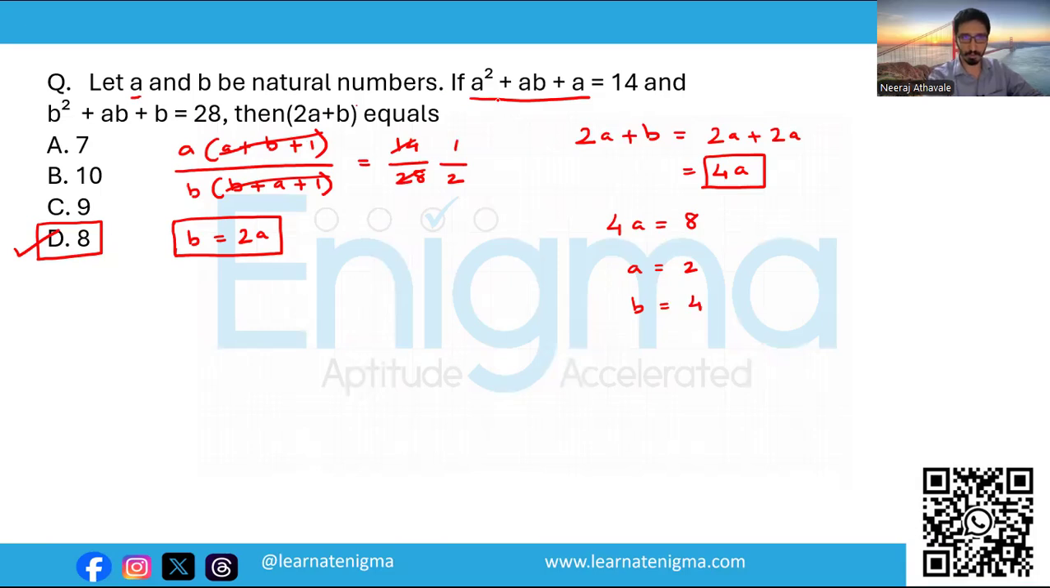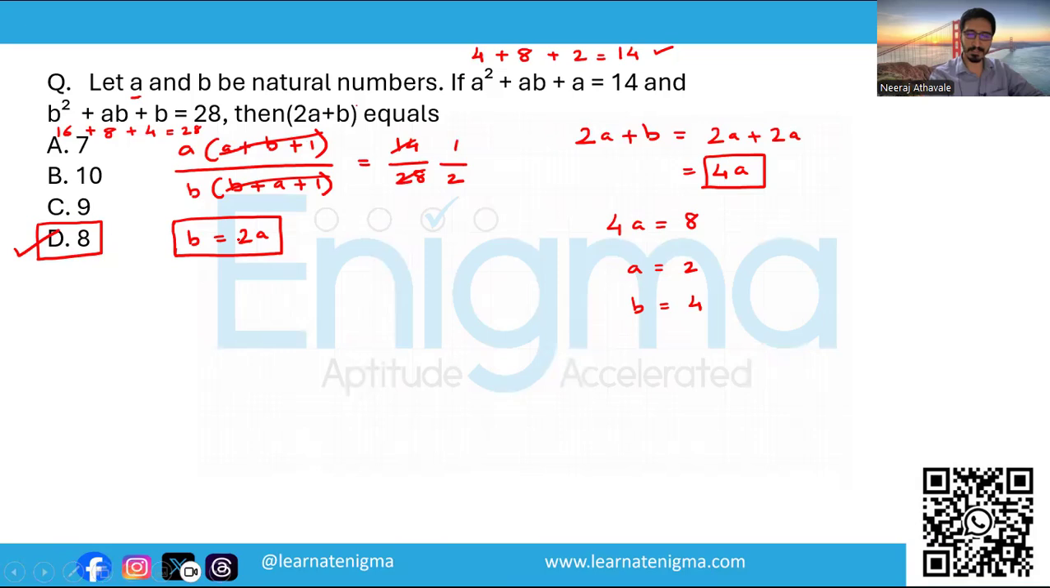So substituting it over here, 2 square, that is 4. 2 fours are 8 plus 2. So it is satisfying the first equation, that it is equal to 14. The second equation, b square, that becomes 16, plus 2 fours are 8, plus b, that is 4. This is also satisfying, equal to 28. So therefore we can confirm that the answer is option D, that is 8.